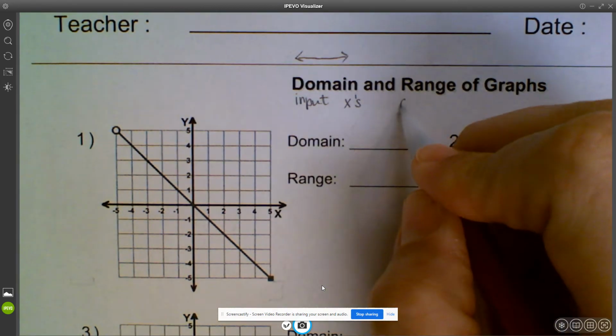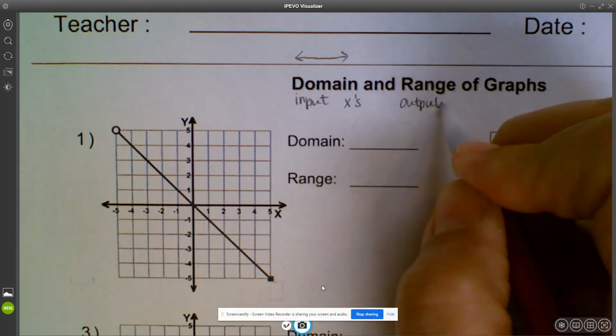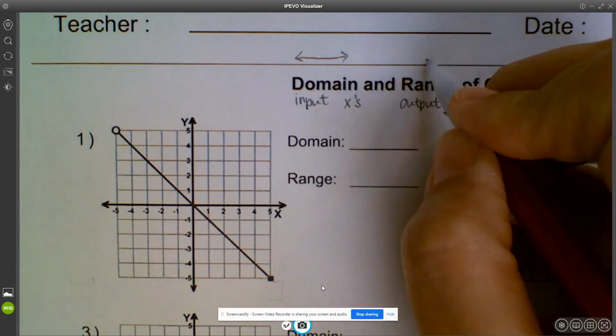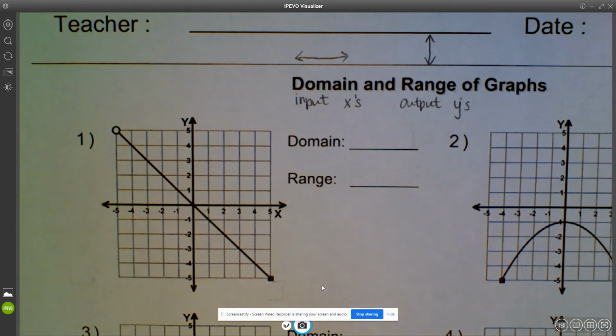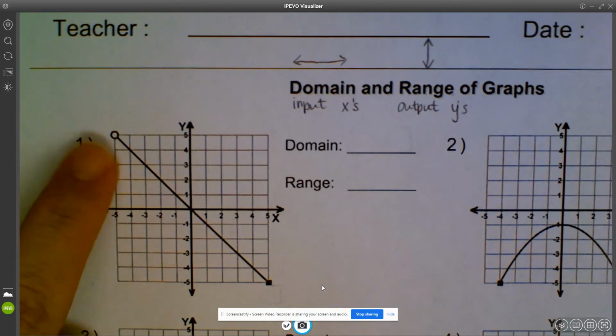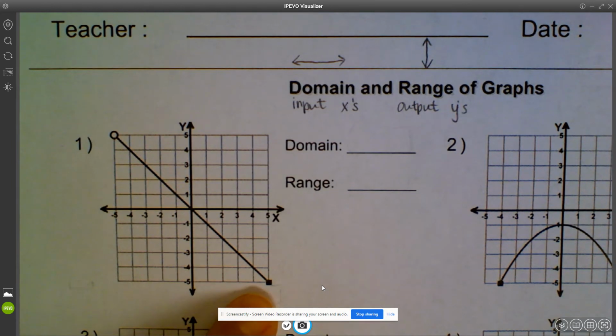The range concerns your output or your y values, and I want to know how low does the graph go to how high does it go. So for our very first look into the domain and range of graphs, we're going to start with finite graphs. They have a definite beginning, a definite ending, however you want to describe it.